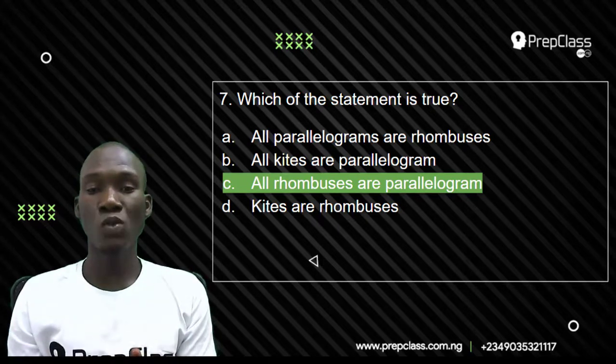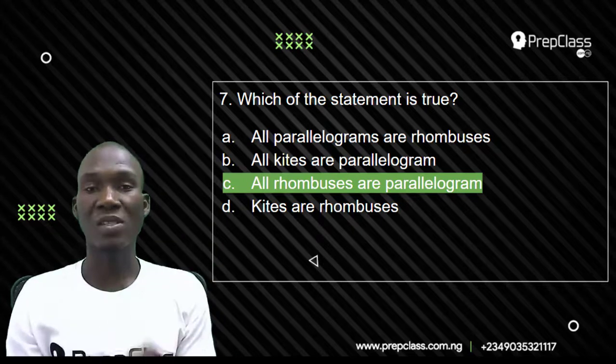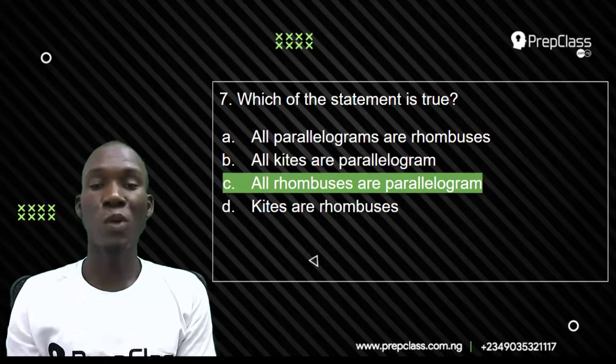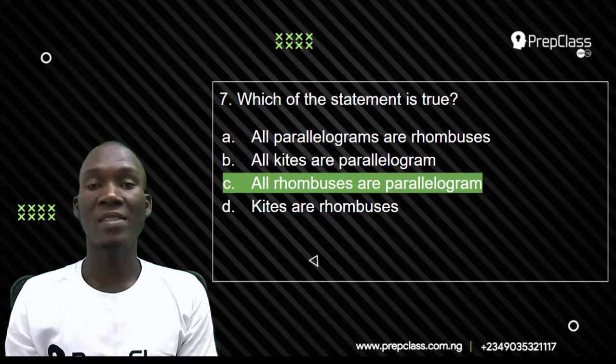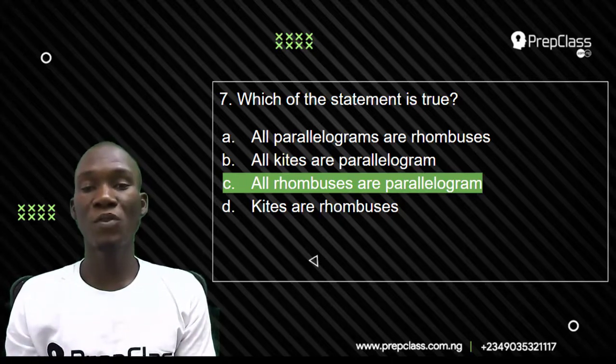It can never be guesswork. You must know the properties of the shapes. Using the properties of the shapes, we are able to answer the question. Now let's move to the next question.